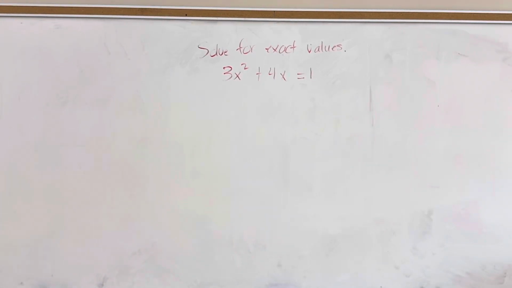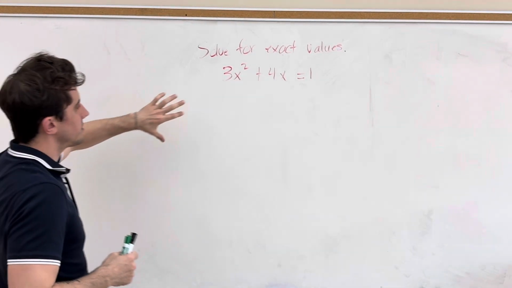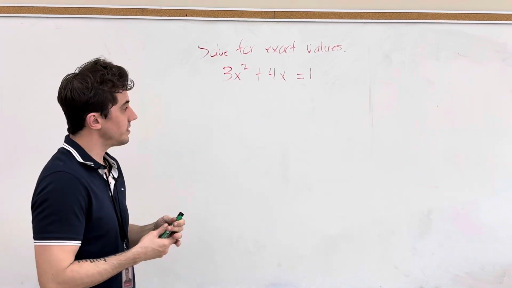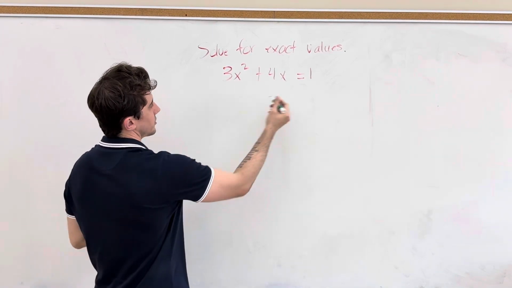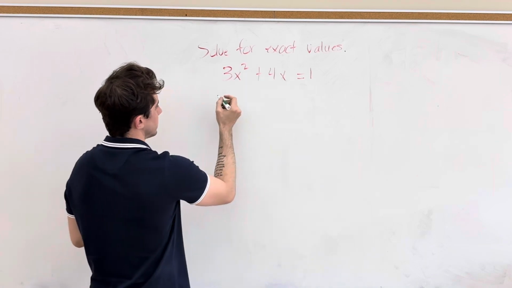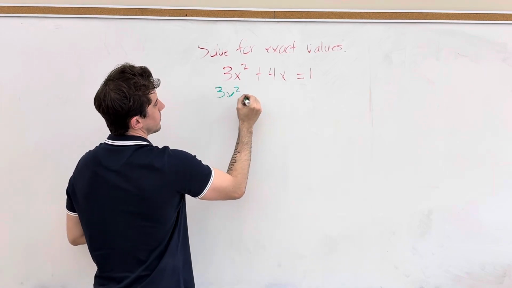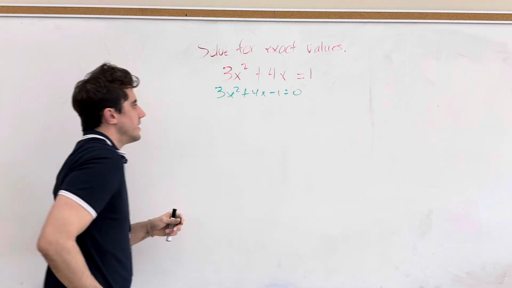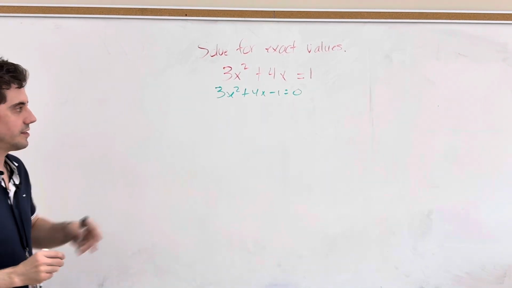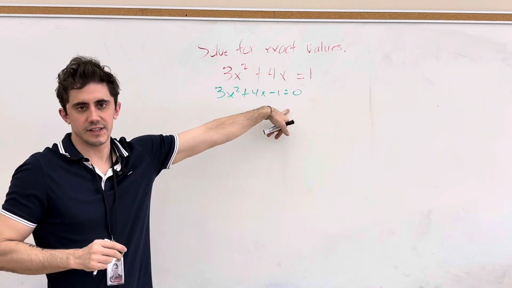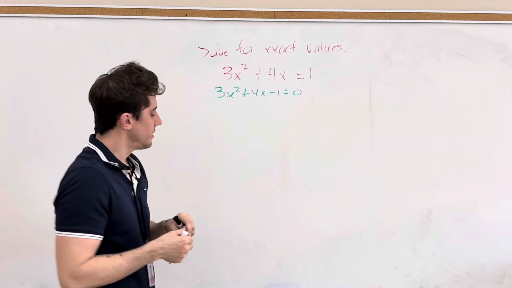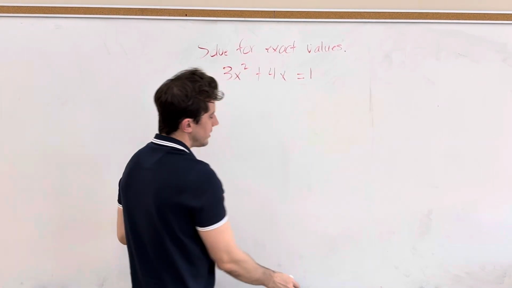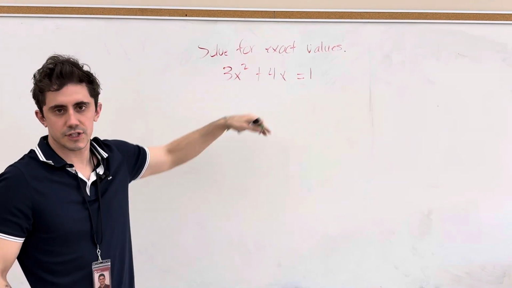Hey everyone, today we're going to solve an equation using completing the square to get exact values for x, okay? So if we did try to factor it, if we subtract 1 from both sides, we would get 3x squared plus 4x minus 1 is equal to 0. And there's simply no factoring this equation. Other than throwing it into the quadratic formula, which we can do, we're going to use completing the square just for the practice of it.